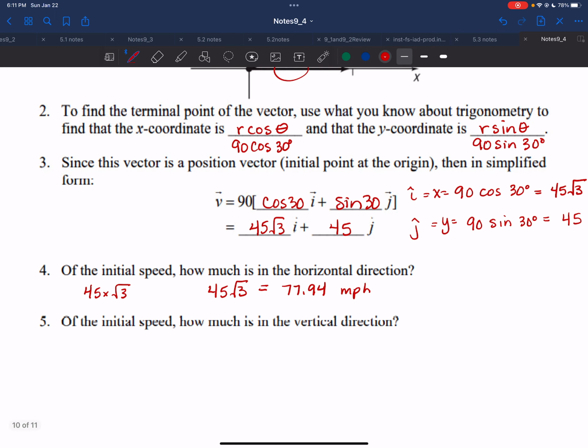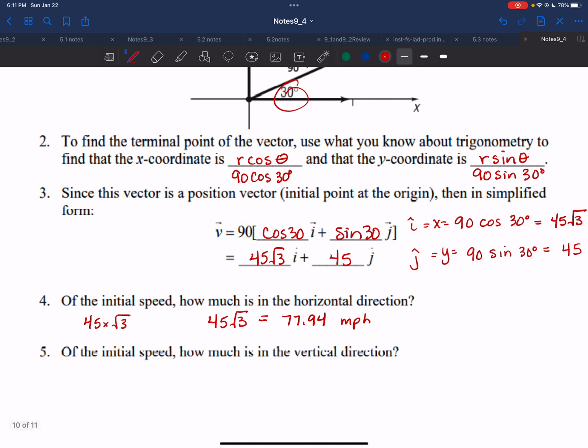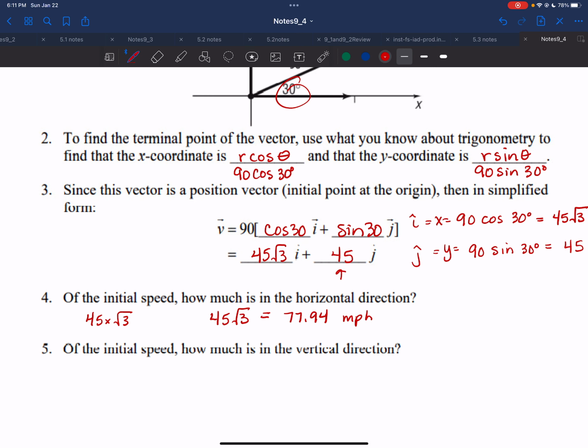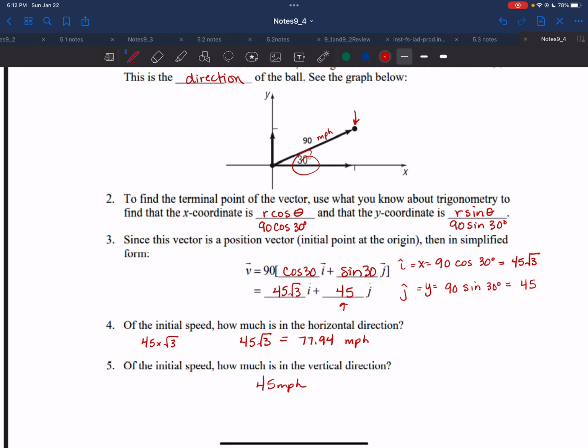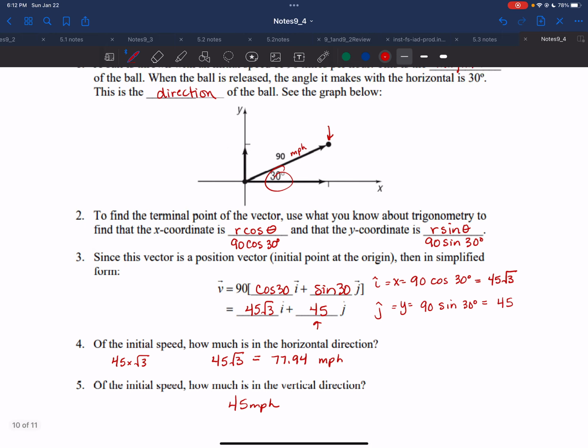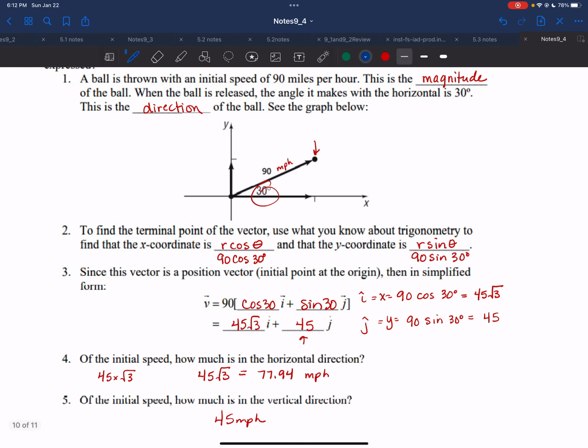Of the initial speed, how much is in the vertical direction? Well, we already figured that out, right? That is 45 miles per hour on that one. Okay, so pretty easy application. We've seen this type of thing before where we have our polar value, so both my r and my theta, this is the same type of thing, right?